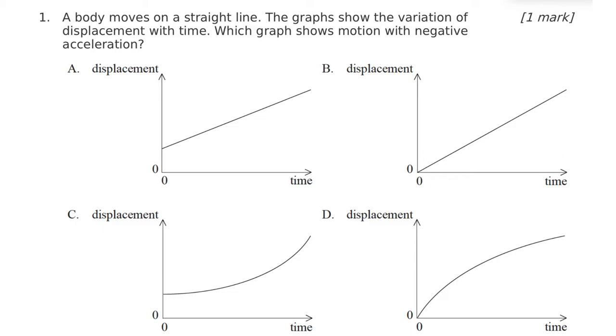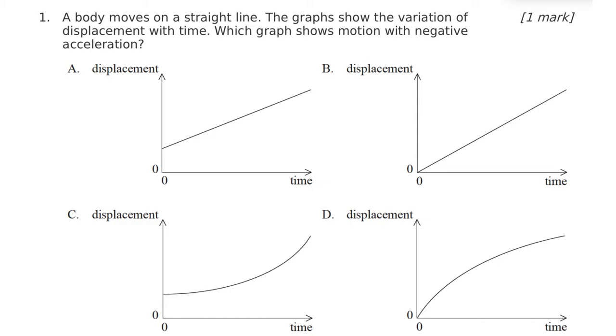We're looking firstly at motion in a straight line, so 1D motion, and we're looking at the variation of displacement with time. We are looking for the graph which shows motion with negative acceleration. Let's think a little bit about what negative acceleration means. It means acceleration down, or we are decelerating up. In other words, we're expecting something which is slowing down.